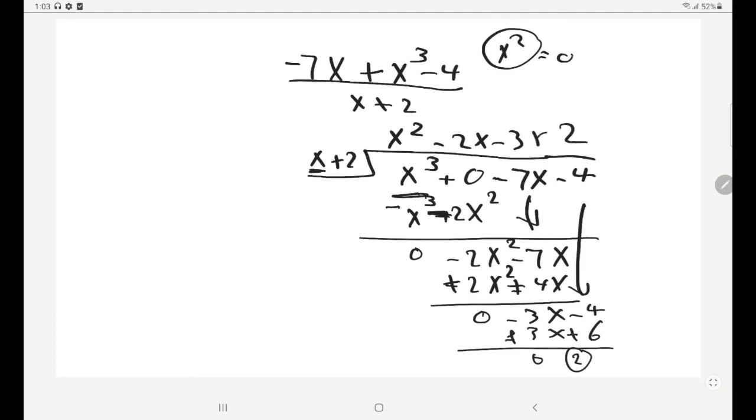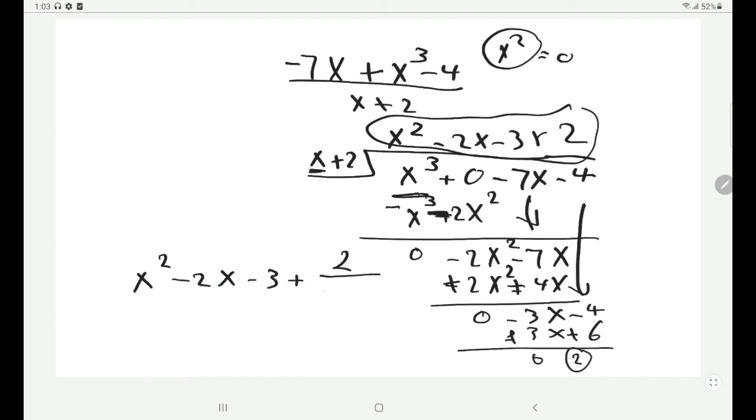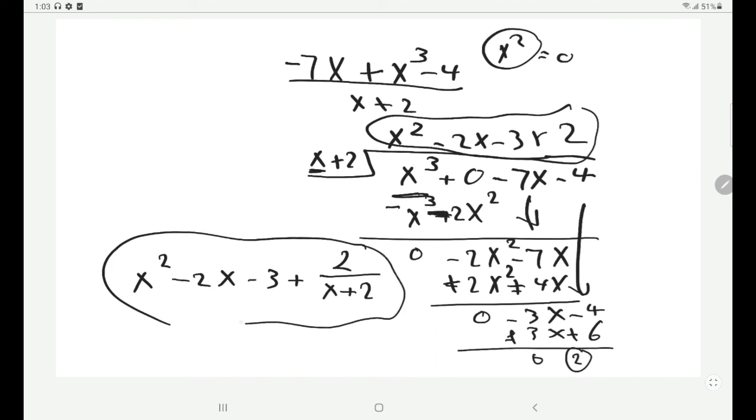And how do we write the final answer? The final answer, we get it from up here. And this final answer goes like x squared minus 2x minus 3. And the remainder is positive 2 over x plus 2. And this is your final answer.